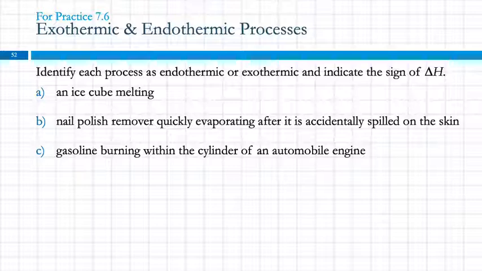So, an ice cube melting. The system is the ice cube. It's melting. It's becoming a liquid. How do you make it melt faster? You put more heat into it, right? So the ice cube melting is absorbing energy from the surroundings. So that's an endothermic process.